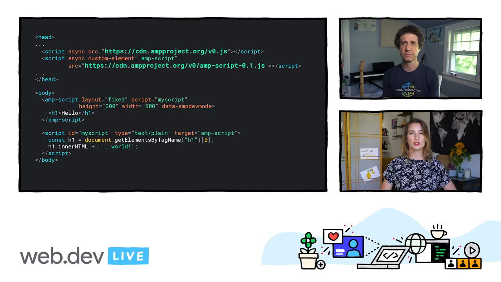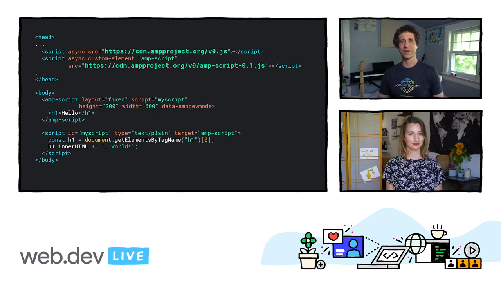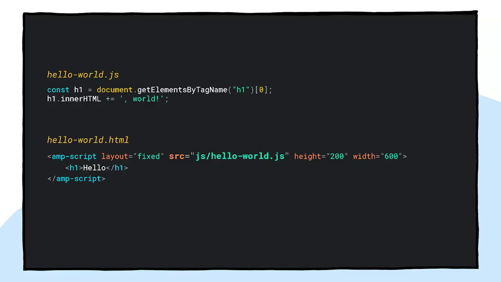So, do you always have to include your JavaScript inline like that? It's not really a best practice. Yeah, that's a good point. We can also store the JavaScript in its own file by using AMP script's source attribute like this. So that example works, but it's not really that useful. Could we, say, add that world when the user presses a button?